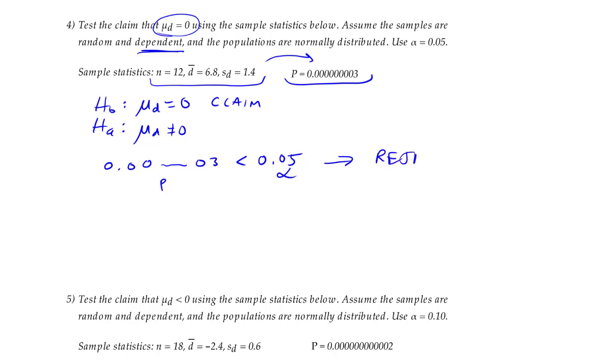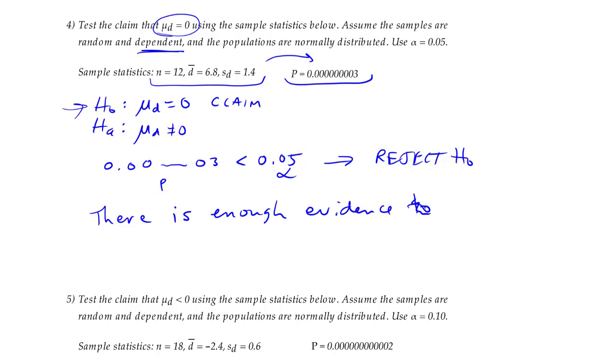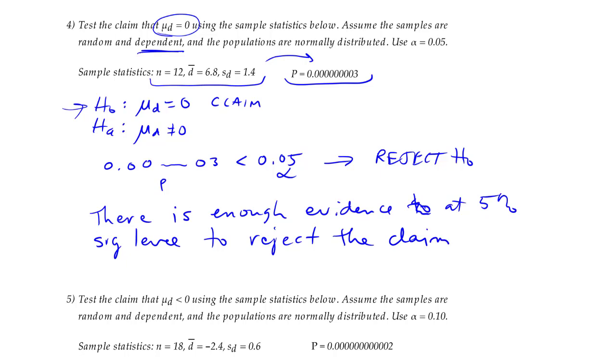This would be reject H0. Where H0 was our claim, we rejected it. We had the evidence to reject it. So there is enough evidence at 5% significance level to reject the claim.